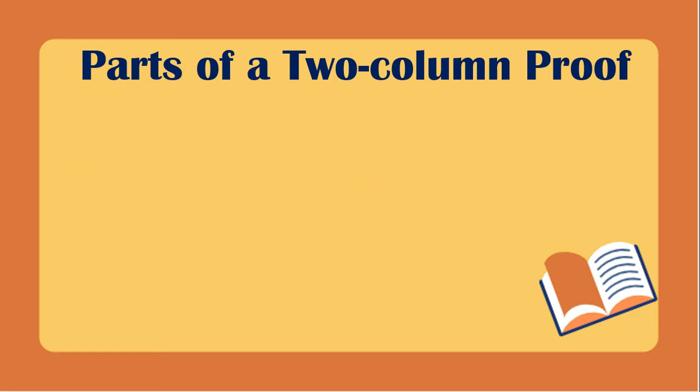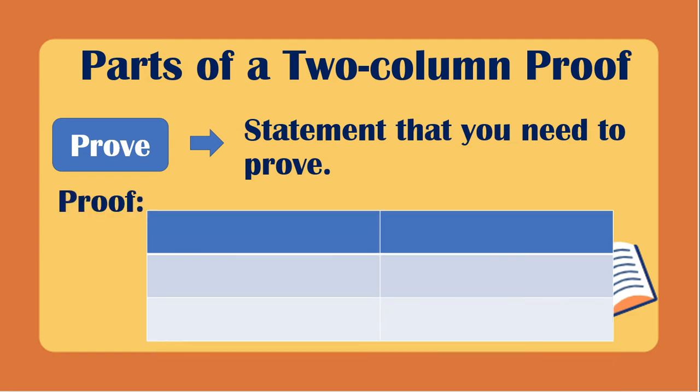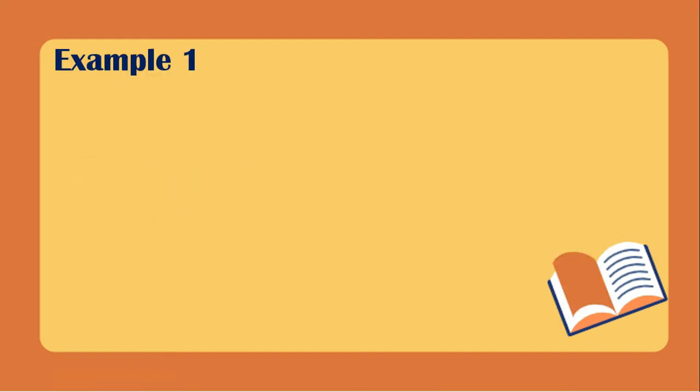Afterwards, we need to have the proof. This one is the statement that you need to prove. We'll have the proof and then two columns. The first column is all about the statements. It is your statement to prove that the two triangles are congruent, and then you need to cite your reasons on the second column. Let's have example number 1.